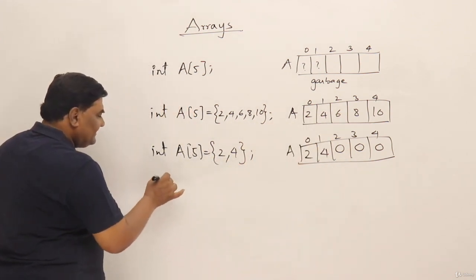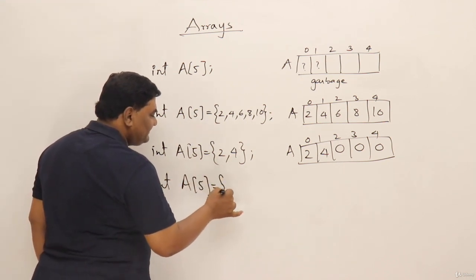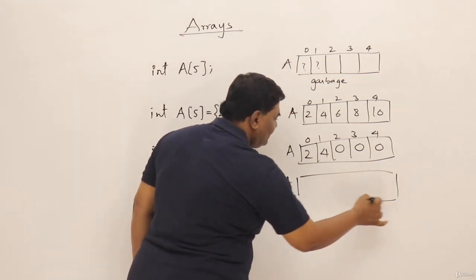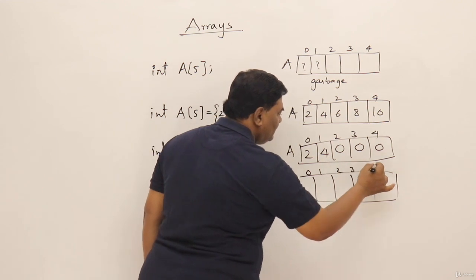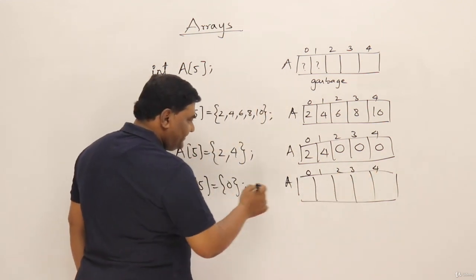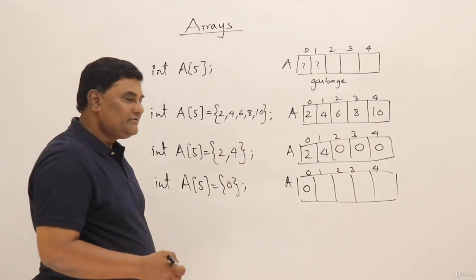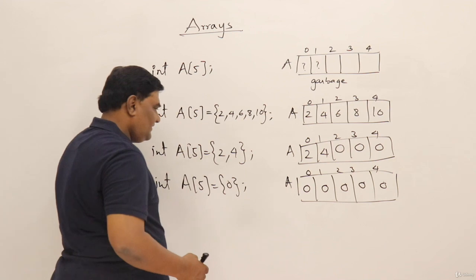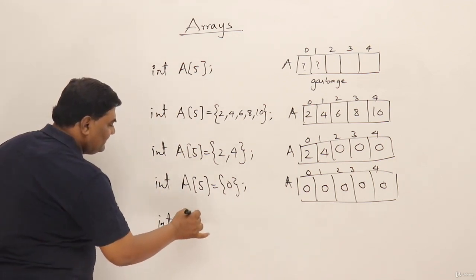So even I can say like this, integer a of size 5 and just 0, then this will create an array and initialize the first one with 0, and as it will continue initializing the rest of them also, it will initialize all of them with zeros. Then one more method is there for creating an array.